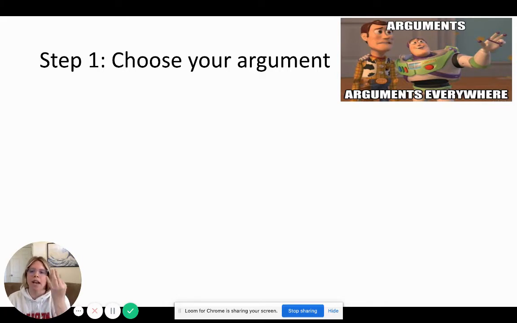Now, in this case, there's actually 3 paths that we can take. A lot of times, though, it's an either or. It's like you either believe this or you believe this. So what path do you want to take?